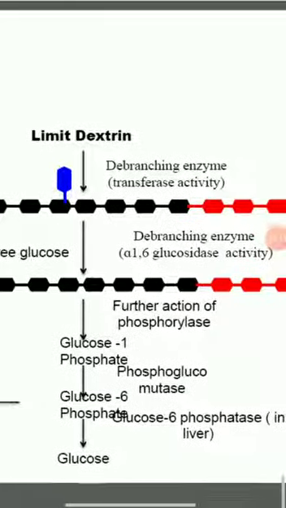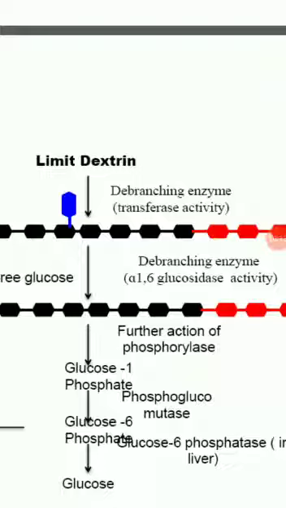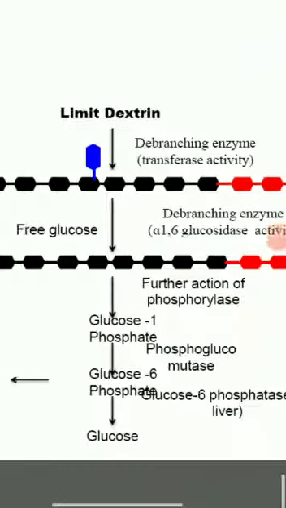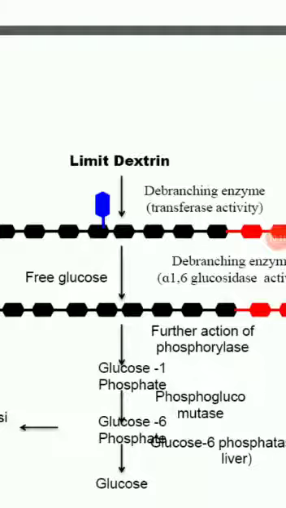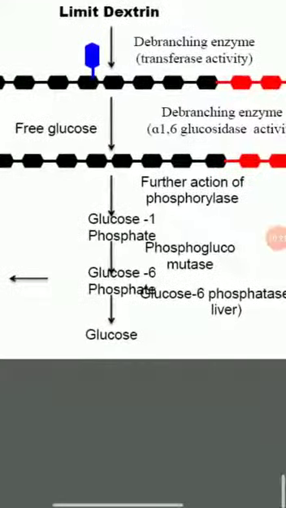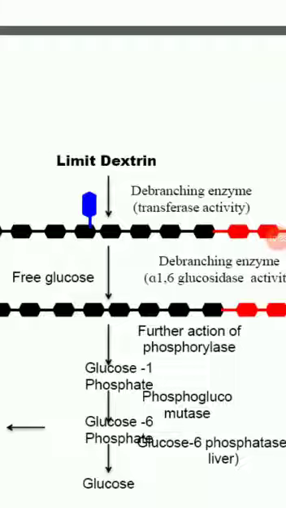The free glucose molecule which is released is by the action of the debranching enzyme, that is the alpha 1,6 glucosidase activity. Further action is going to happen by the phosphorylase enzyme. The combined action is present in a single polypeptide chain, glycogen phosphorylase as well as the debranching enzyme. So next will be glucose 1-phosphate, which is converted into glucose 6-phosphate by the action of phosphoglucomutase.